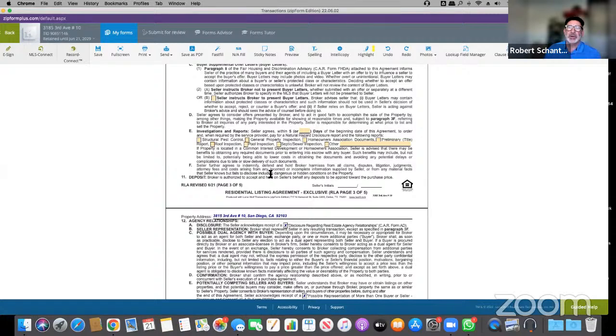Item D says the seller agrees to consider offers presented by the broker. In other words, they have to, in good faith, look at all the offers that are being presented. Item E talks about the investigation and reports now that the sellers should be doing. And this says seller agrees within 5 days at the beginning of this agreement to order, and when required by a service provider, pay for a natural hazard disclosure report. So that's automatic. They have to buy the NHD.